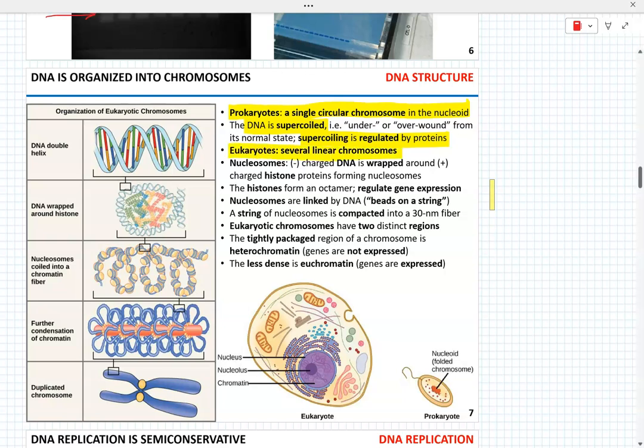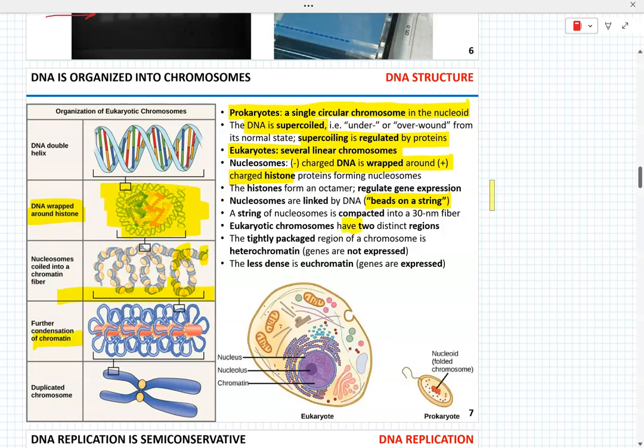In eukaryotes, there are several linear chromosomes, and by several, I mean from 4 to 72. Within eukaryotic DNA, negatively charged DNA is wrapped around positively charged histone proteins. That wrapping results in the formation of a nucleosome. The nucleosomes are then linked by so-called linker DNA, like beads on a string. That string of nucleosomes is compacted into a 30 nanometer fiber, and these fibers are further condensed into chromatin.